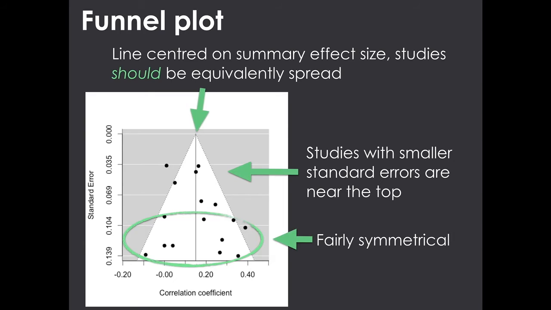Now, there's a line which is centered on the summary effect size, and studies should be equivalently spread on both sides of this line. On the y-axis, we see standard error, and on the x-axis, we see the correlation coefficient. Studies with smaller standard errors are near the top, whereas studies with larger standard errors are near the bottom of the pyramid. Now, we can see here within this sample that it's fairly symmetrical when it comes to studies on both sides of that summary effect size line.